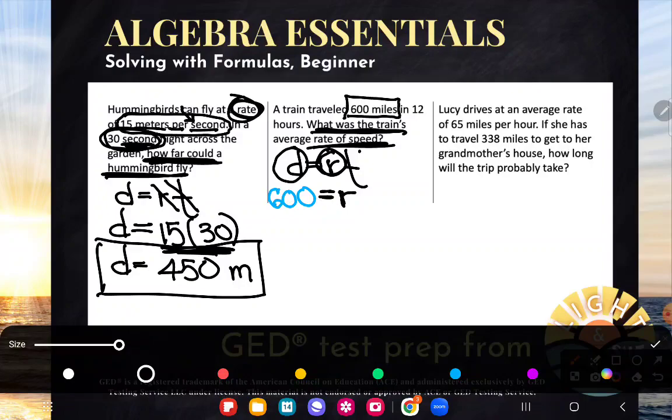Now, I do know the time, though. Take a look. The time, 12 hours. And so that's a 12 here. Now, what are this R and this 12 doing here? If they're shoved together like this, they're multiplying. Now, this might look really funny to you, and it might be freaking you out. And if it does, let's just take the time to rewrite this the way a mathematician would write it.